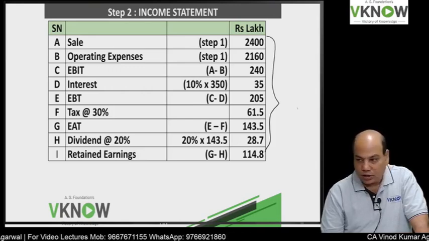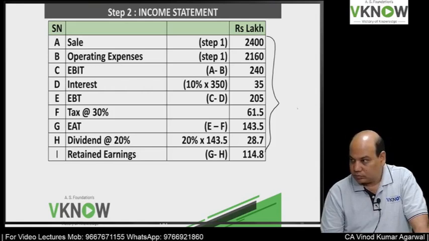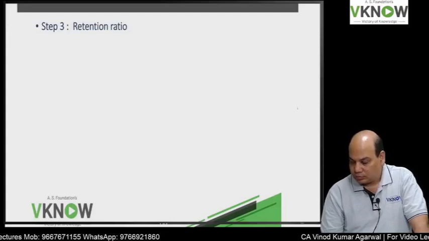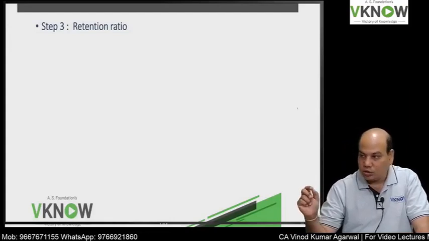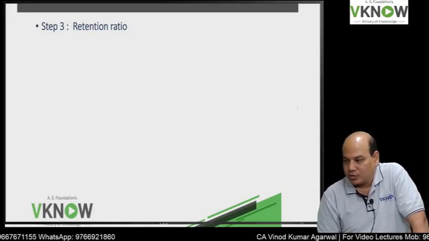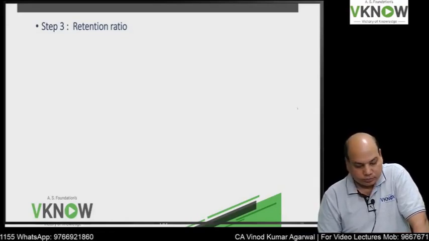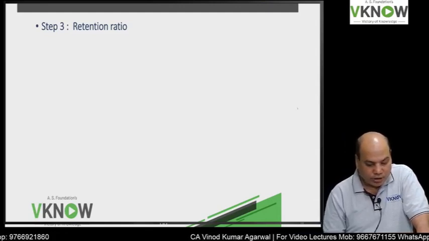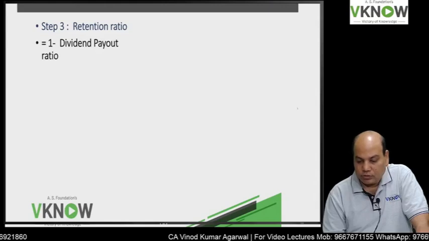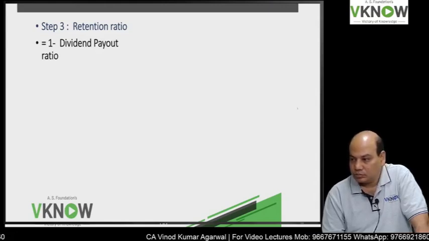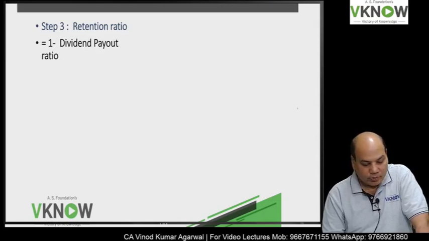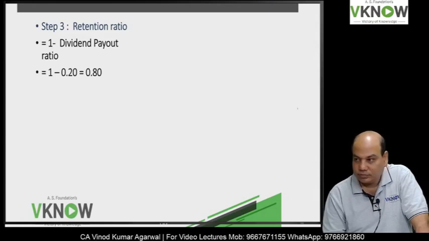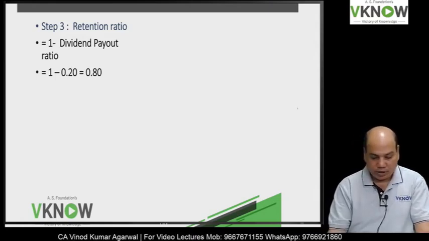The second answer is what is the sustainable growth rate. I will first find out the retention ratio, because the growth rate formula is retention ratio into return on equity. So step 3, write down, dear student: retention ratio is 1 minus dividend payout ratio, 1 minus 0.20. So that is 0.80. Do you agree?